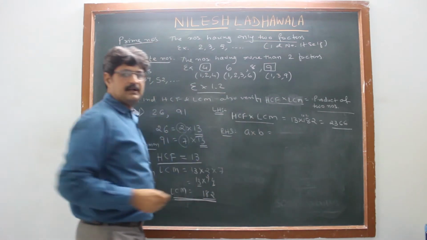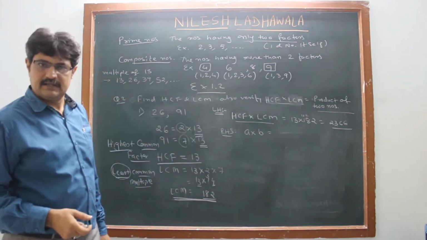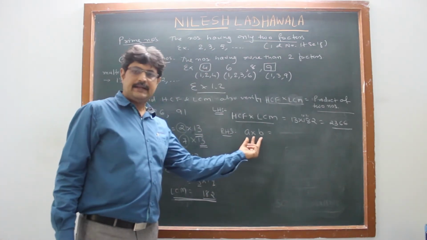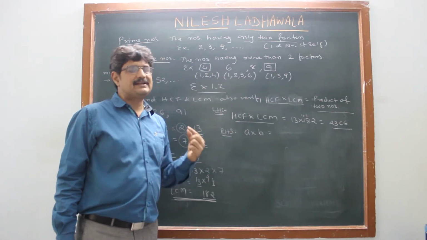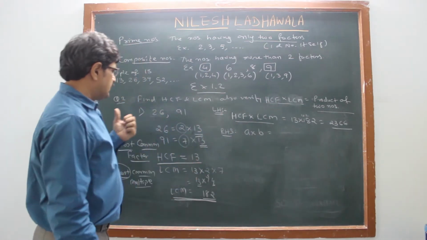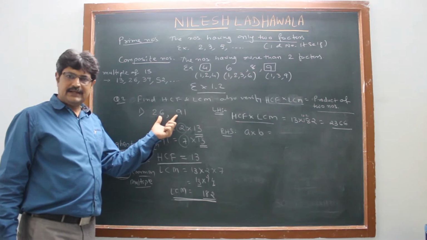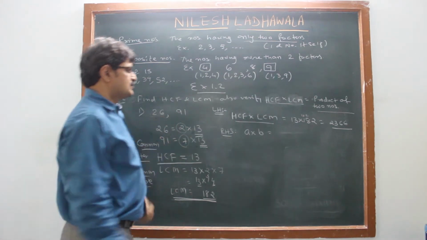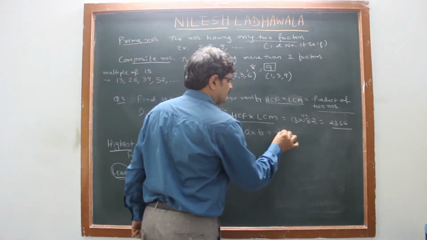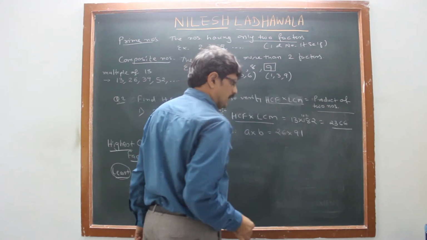Product means multiplication. We have to find the product of two numbers, that means the multiplication of two numbers. The two numbers we have are 26 and 91. So I will write here 26 multiplied by 91.